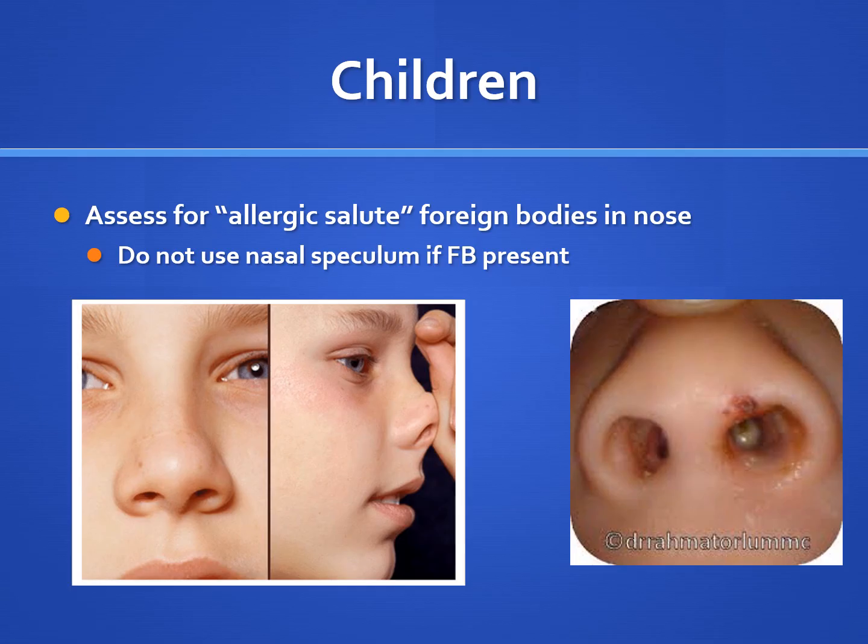Foreign bodies in the nose, very high yield in kids. Kids put things in their nose. It's very common. Red flags with a foreign body, any unilateral nasal drainage. This can be a big clue. Foul smelling discharge or possible blood tinge drainage. And we also want to keep an eye on whether they're having respiratory distress.